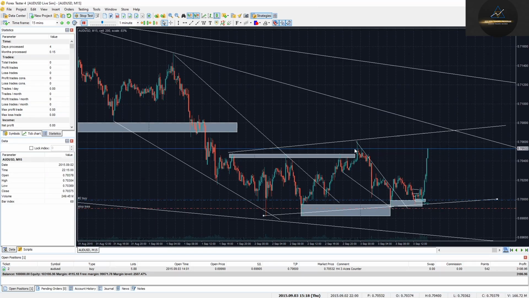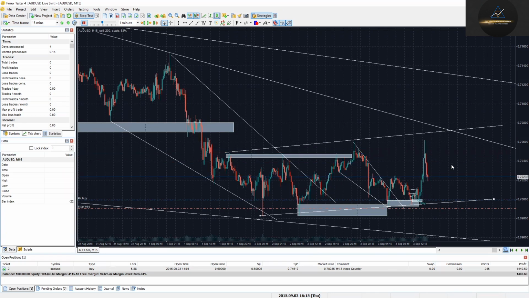You know when you're a trader, you get excited with these things, right? Okay, so let's get ready to bank some profit. So I'm just gonna manually go forward. So let's manually go forward.